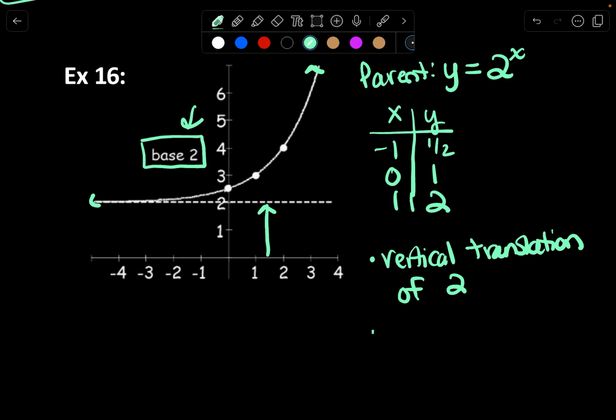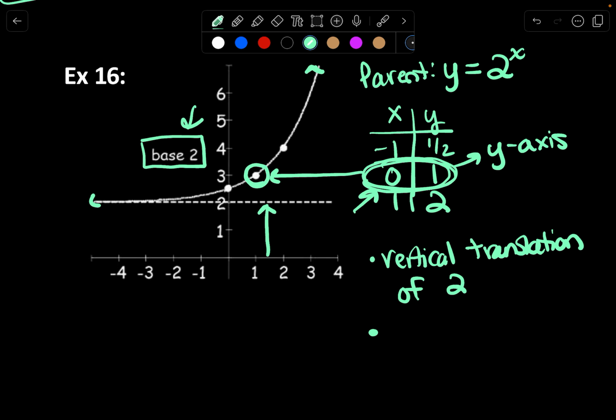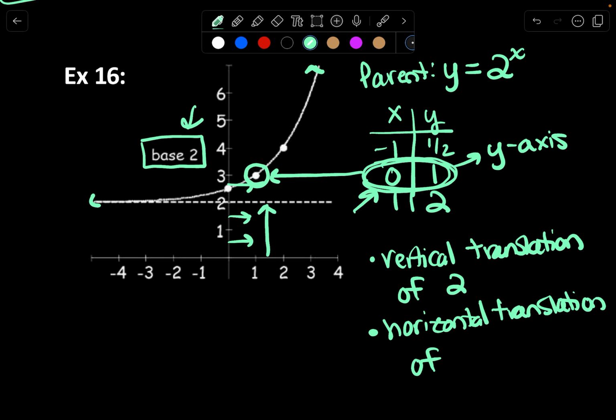Now the next thing I want to look at, are there any horizontal translations? If I look at my table, I can see that the parent function's middle point should be passing through the y-axis, okay? Because x is equal to 0, that value of 1 should be passing through the y-axis. But if I look at this, my middle point is not passing through the y-axis. That means this has a horizontal shift of 1 unit, or horizontal translation, sorry. So a horizontal translation of positive 1.